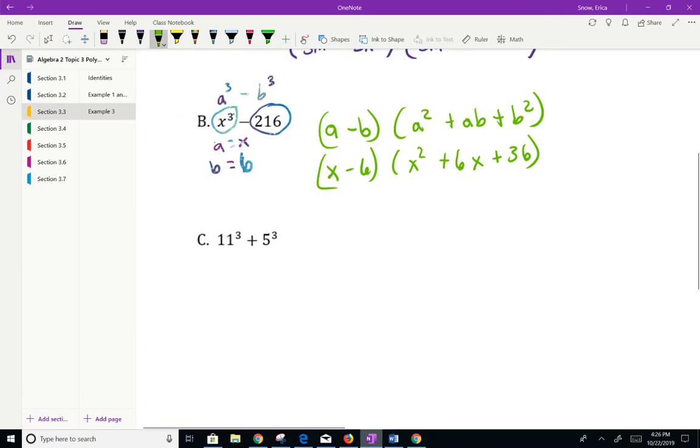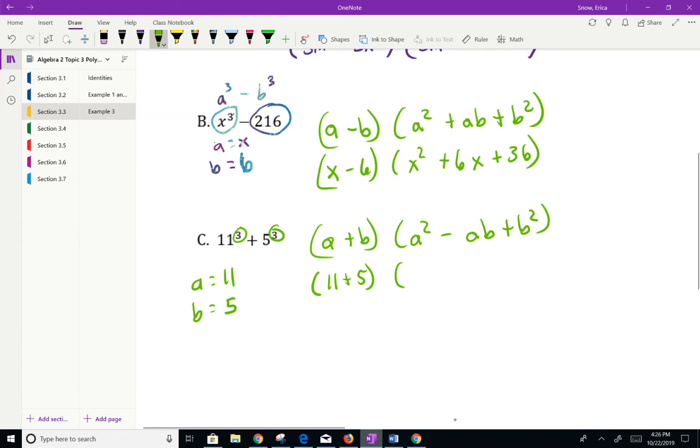And we're done. So now here we have the sum of two cubes. So that's going to be a plus b times a squared minus ab plus b squared. Our a in this case is 11 and our b is 5. So we get 11 plus 5 times 11 squared minus 55 plus 5 squared. And you should know that this is 121. And there is your answer. So that's all I've got for you for this lesson.